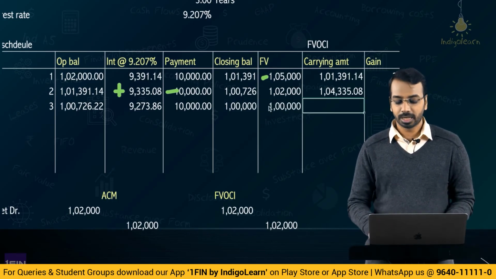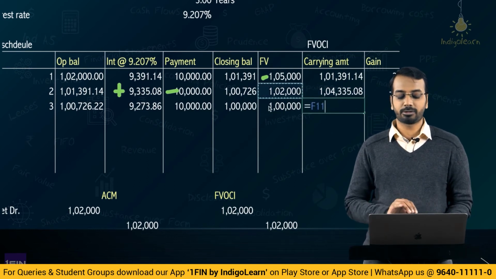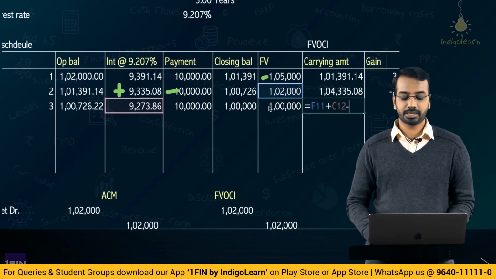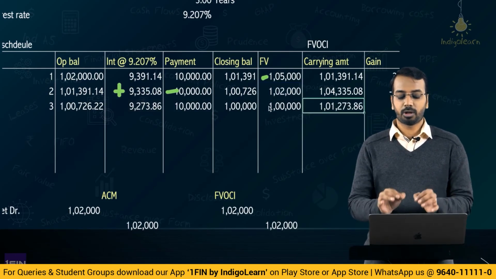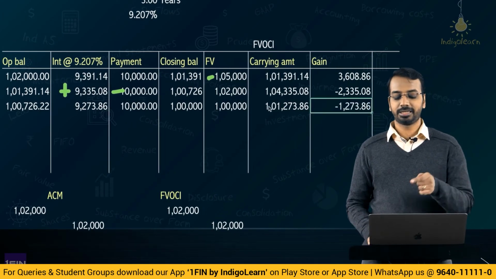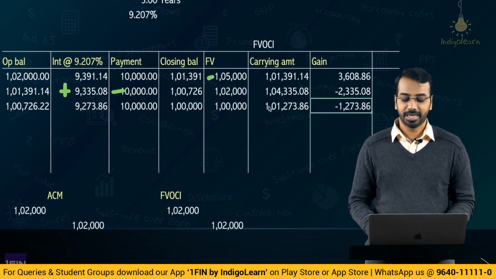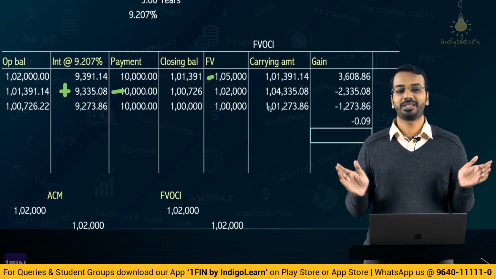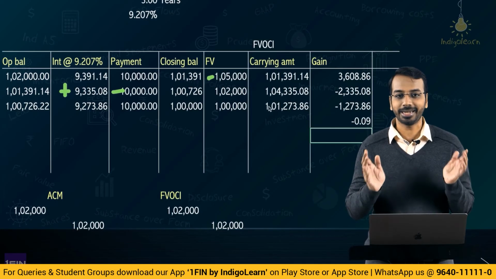Now what is the carrying amount? Carrying amount is your 1,02,000 of the opening balance plus interest minus the payment. It is 1,01,273. Now, is there a gain or a loss? Again, there is a loss of 1,273. Now, if you see the net impact, here the net impact is 0. The net impact is 0, right?